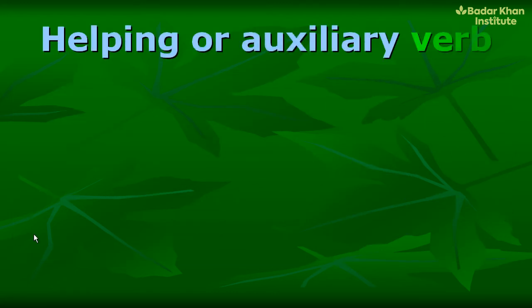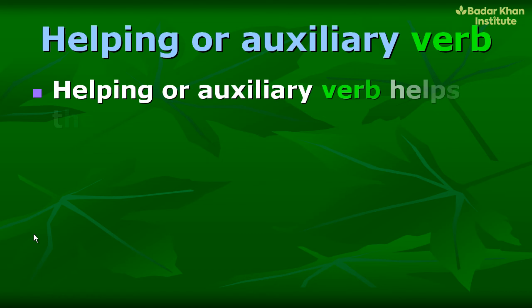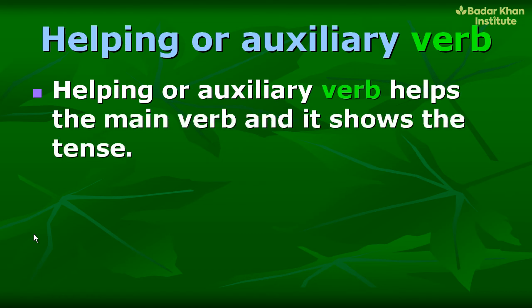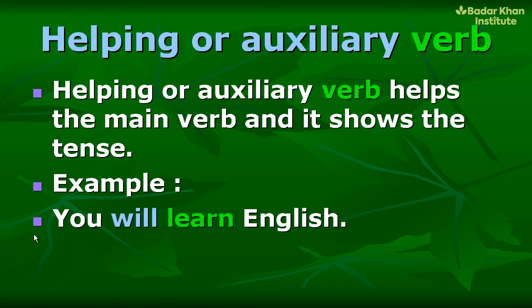Helping or auxiliary verb. Helping or auxiliary verb helps the main verb and it shows the tense. Example: you will learn English. In this sentence, learn is the main verb, will is helping verb. Will is helping the main verb and it is telling that we are talking about future tense. So helping verb helps the main verb to show us the tense.